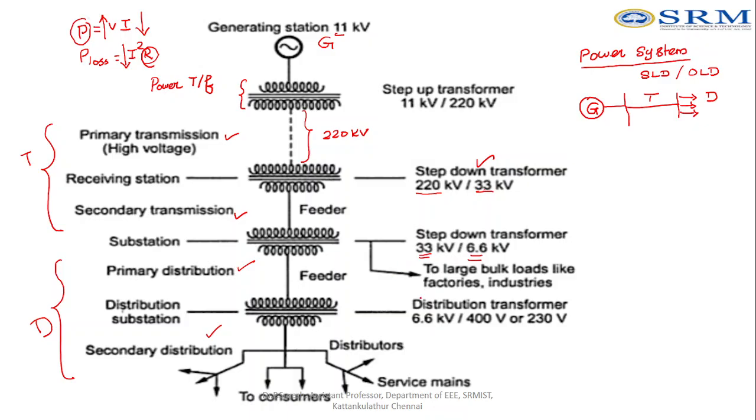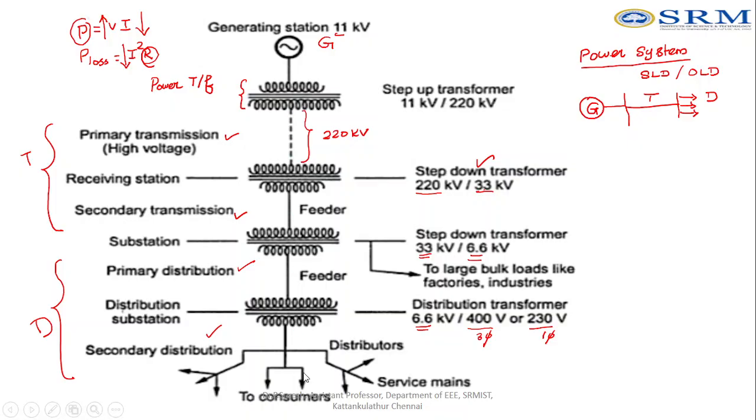Now some other consumers are there, like domestic consumers, who normally require 400 volt or 230 volt. 400 volt is mentioned as 3-phase voltage, and 230 volt is mentioned as single phase voltage. For domestic consumers, some require 230 volt, some require 400 volt. So this 6.6 kV is reduced to 400 volt or 230 volt, and then the power is distributed using the secondary distribution system. So this is how the power is generated, transported, and then distributed among the consumers.